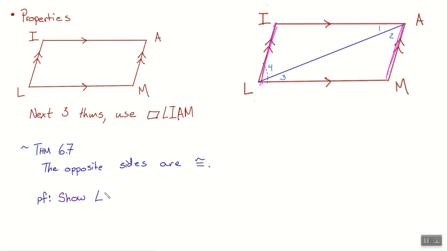So LI, that segment, had better be congruent to AM. Is there another pair of opposite sides? LM, I agree, should be congruent to what? IA, or LM and AI. The order doesn't matter if we're just writing a segment. That's what we're trying to actually show. If I give you a parallelogram, we should be able to show this.